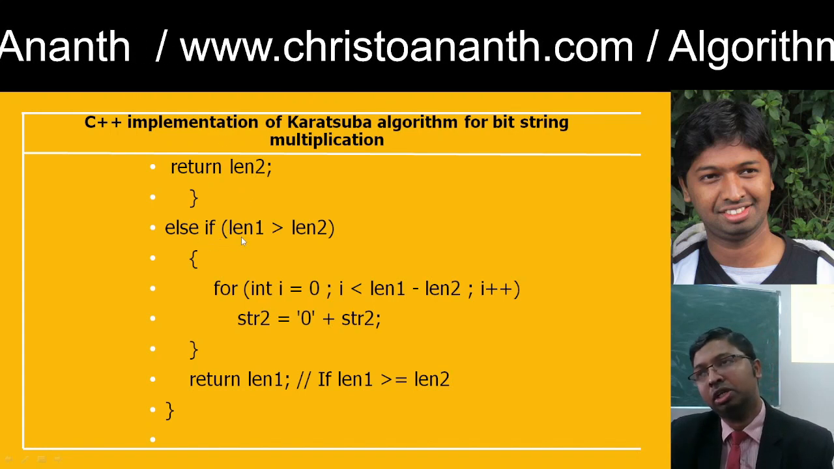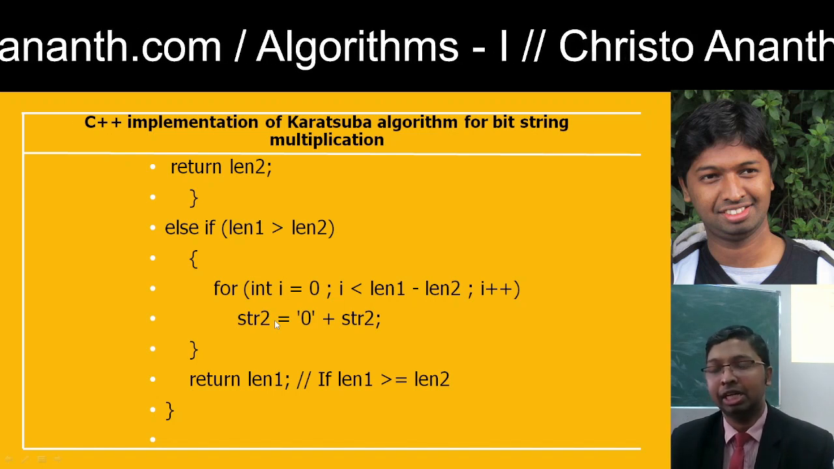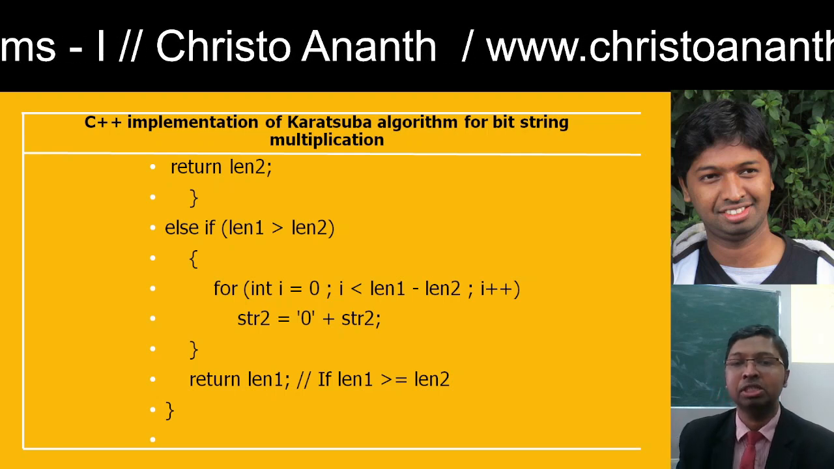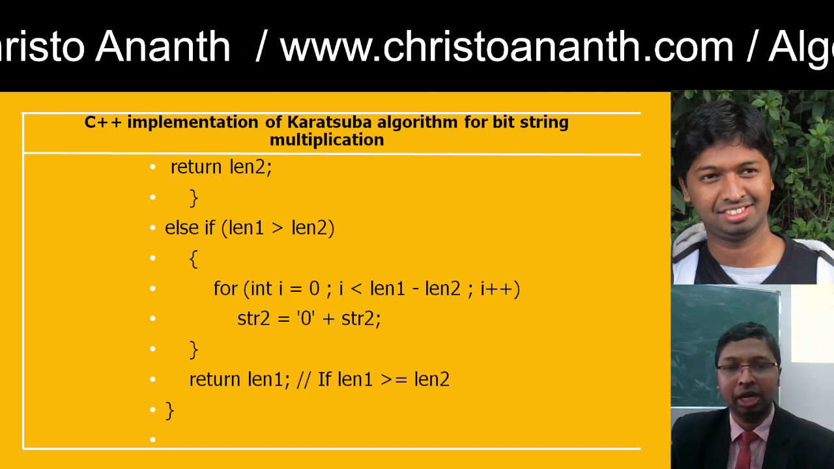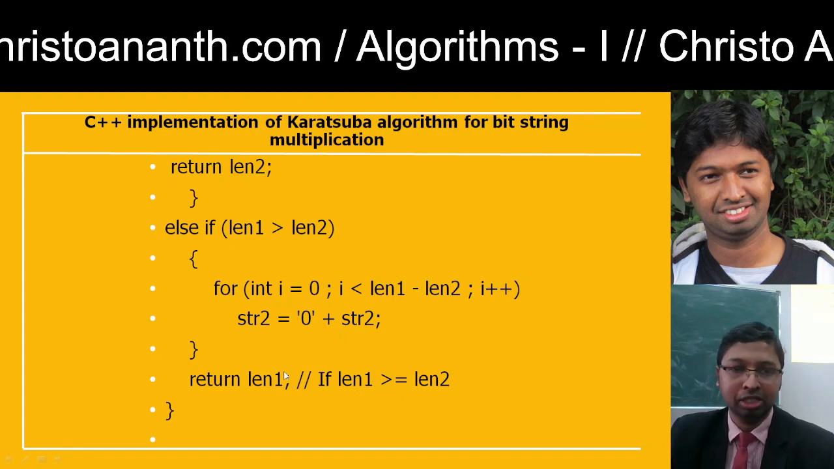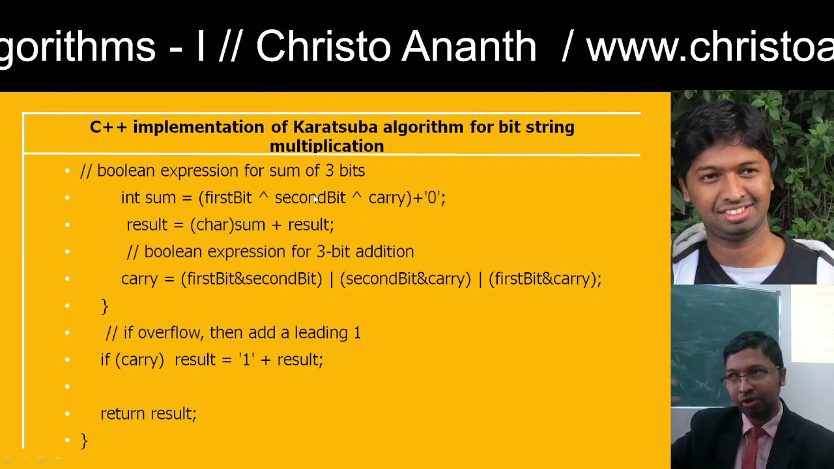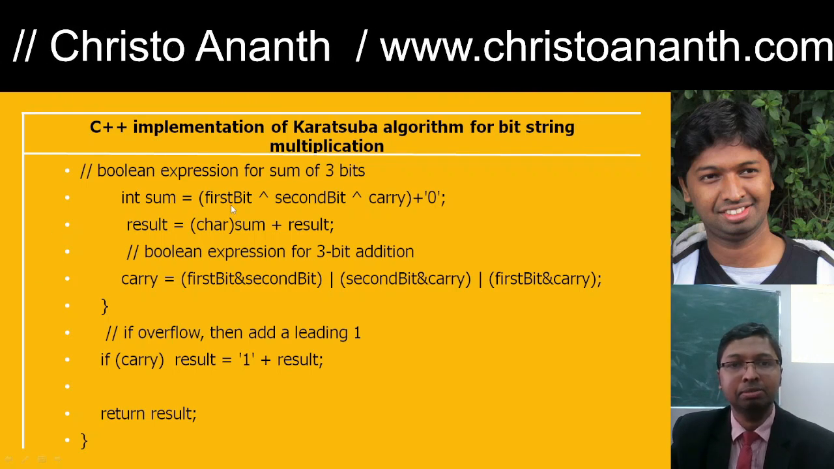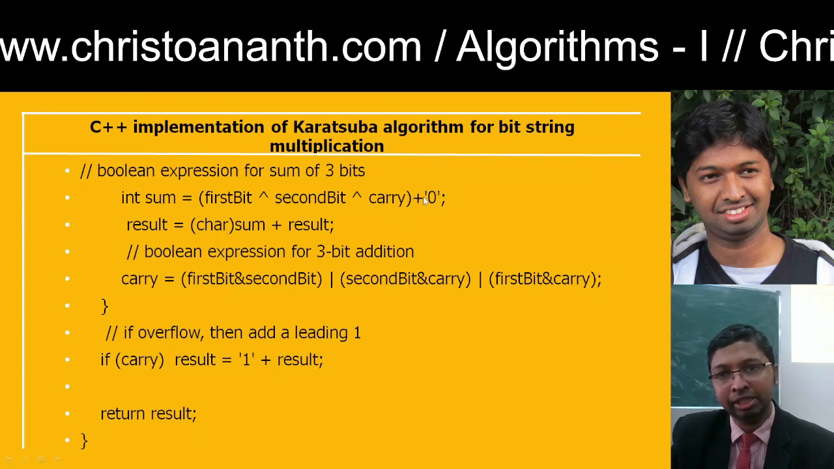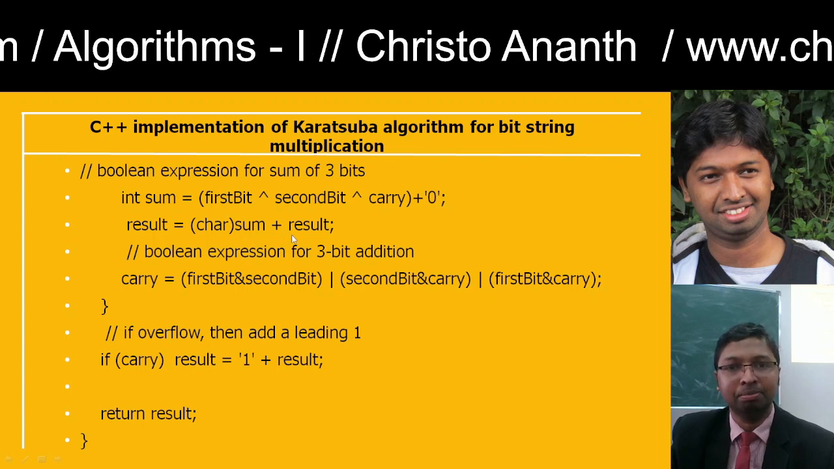Else if len1 is greater than len2, then for int i = 0; i < len1 - len2; i++, here with the case of string 2, you prepend 0. Okay, so 0 plus str2, and return len1 if len1 is greater than or equal to len2. Then you have a boolean expression for the sum of 3 bits. So finally after multiplication, the sum is equal to first bit XOR second bit XOR carry. Here you are going to append the 0. So the result is nothing but the character sum plus result.